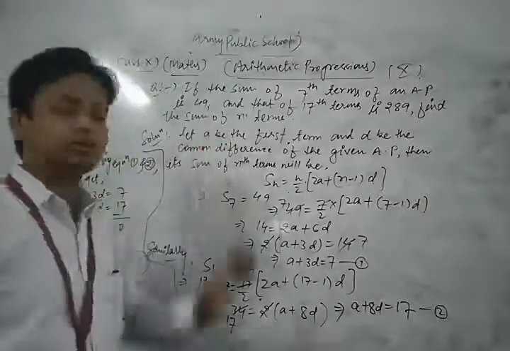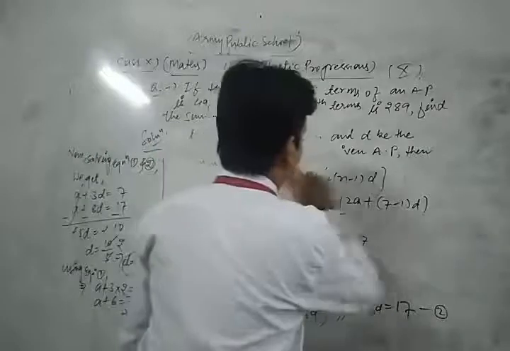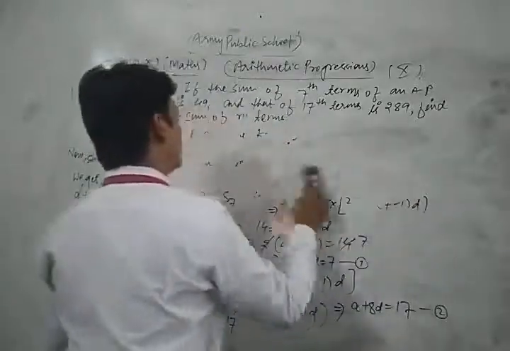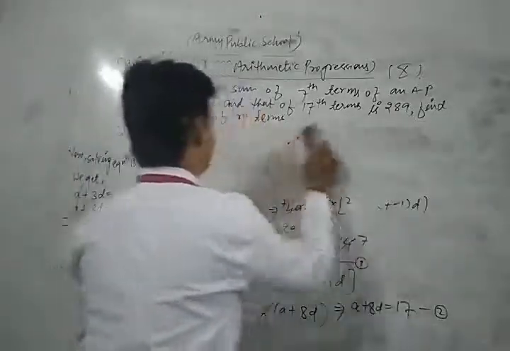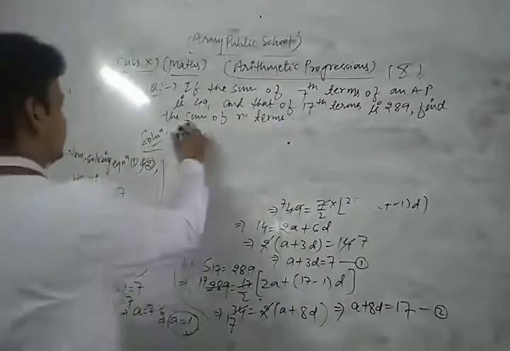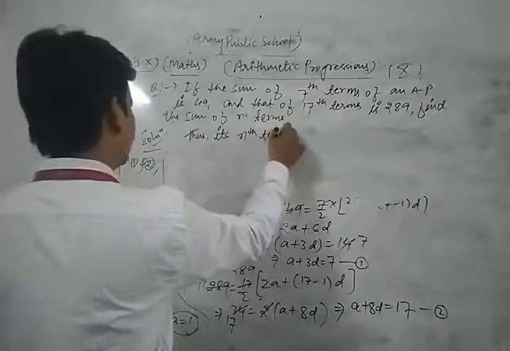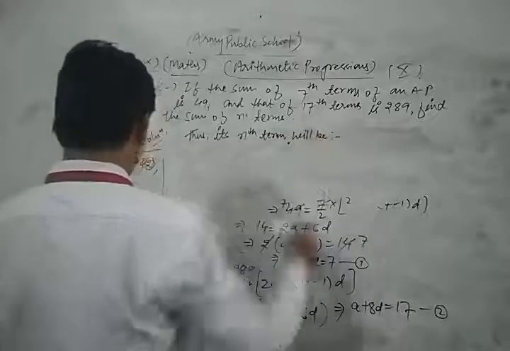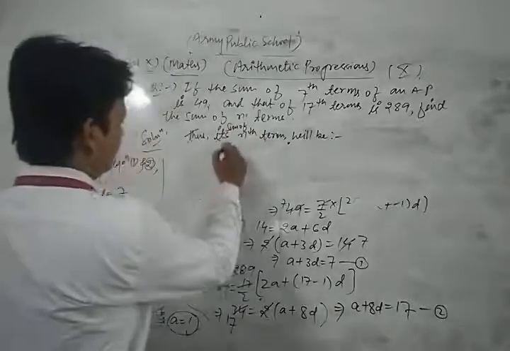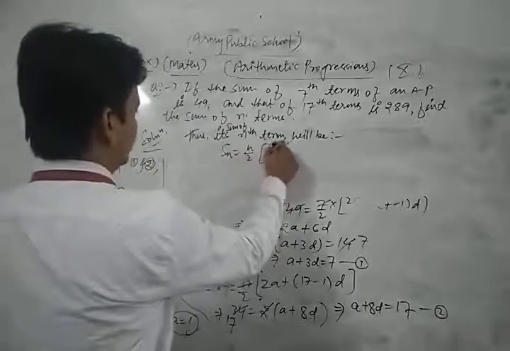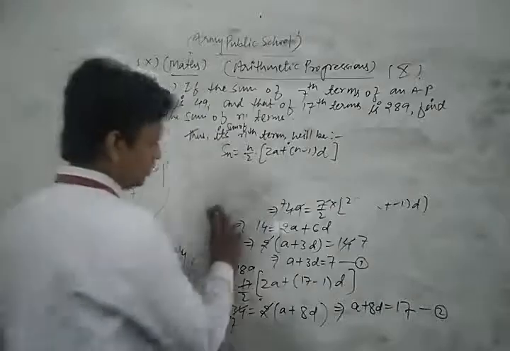Now what do we find? We find the sum of n terms of the AP. Thus its sum of n terms will be, Sn is equal to n by 2 in bracket 2a plus n minus 1 into d. We apply that formula. Okay.